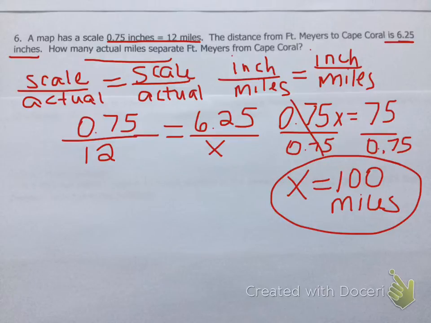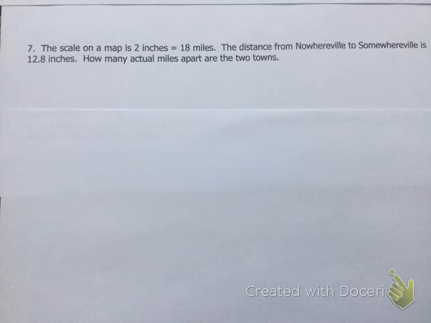Okay, let's try one more like that. Again, a scale on a map is 2 inches equals 18 miles. The distance from Nowhereville to Somewhereville is 12.8 inches. How many actual miles apart are the two cities?